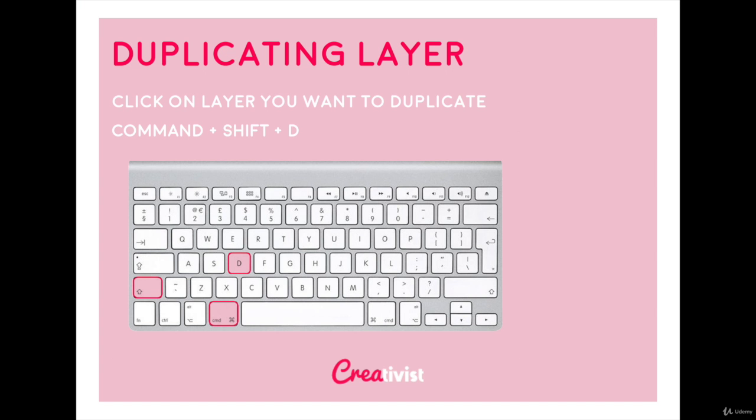And the last shortcut, which is very important for us for doing the 3D burning tool option, is duplicating a layer. So what you would do is click on the layer that you want to duplicate and press Command, Shift and D keys together, and it will just duplicate the exact object or layer that you've chosen.